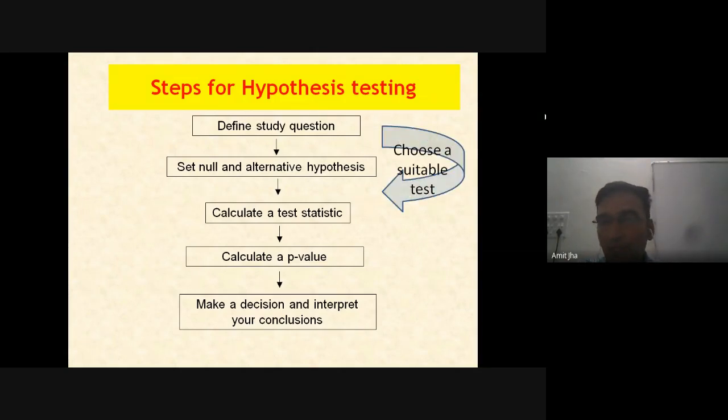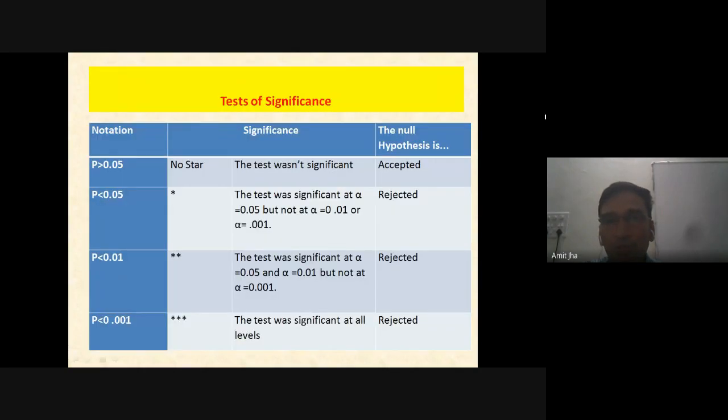So then only we go for choosing a suitable test. In many research papers, we might have come across these notations: p is greater than 0.05, lesser than 0.05, and having no star, single, double, triple stars. What is it for? It means if p is greater than 0.05, the null hypothesis is accepted.